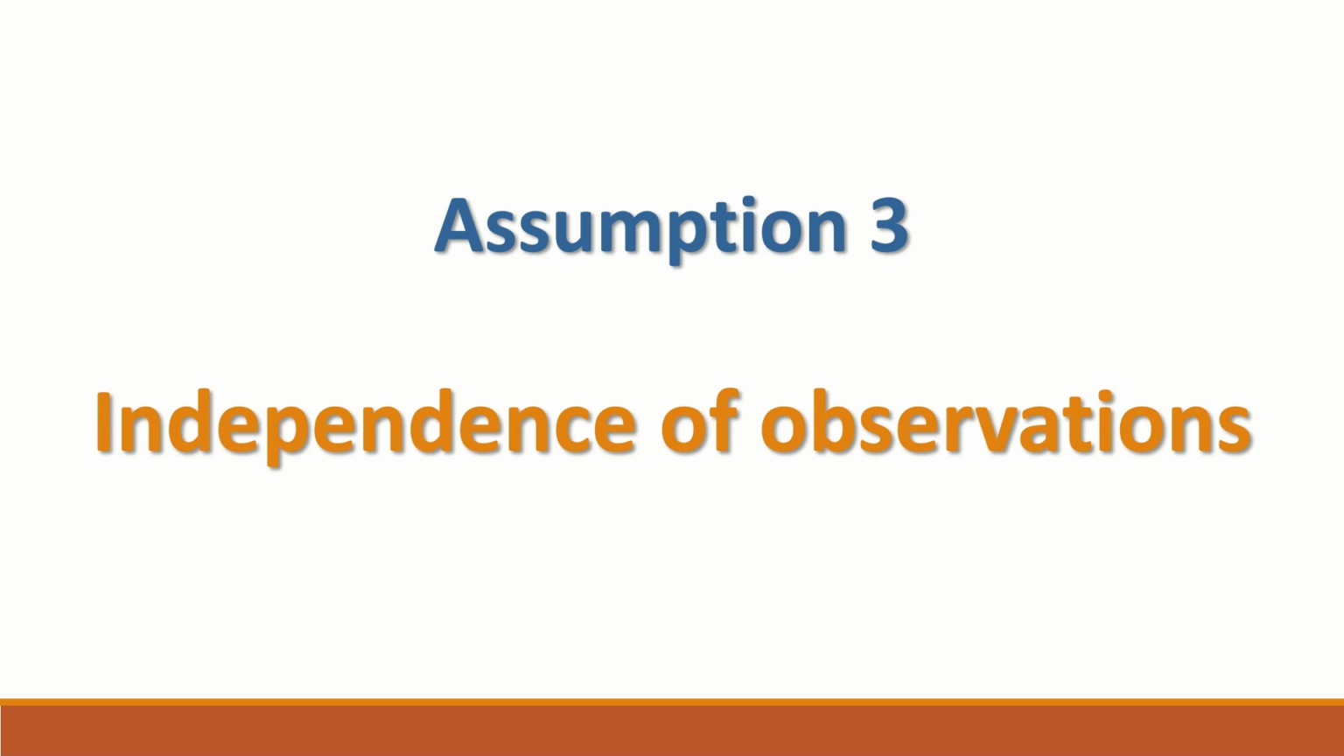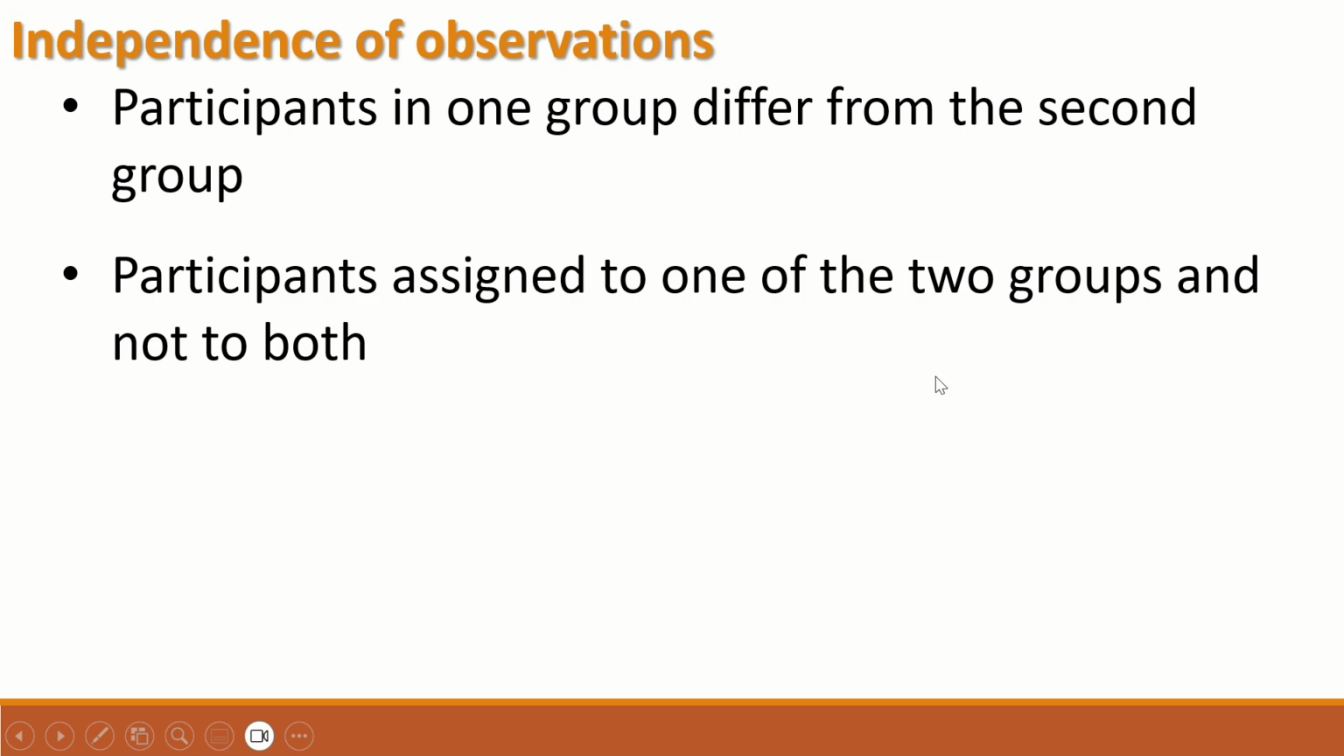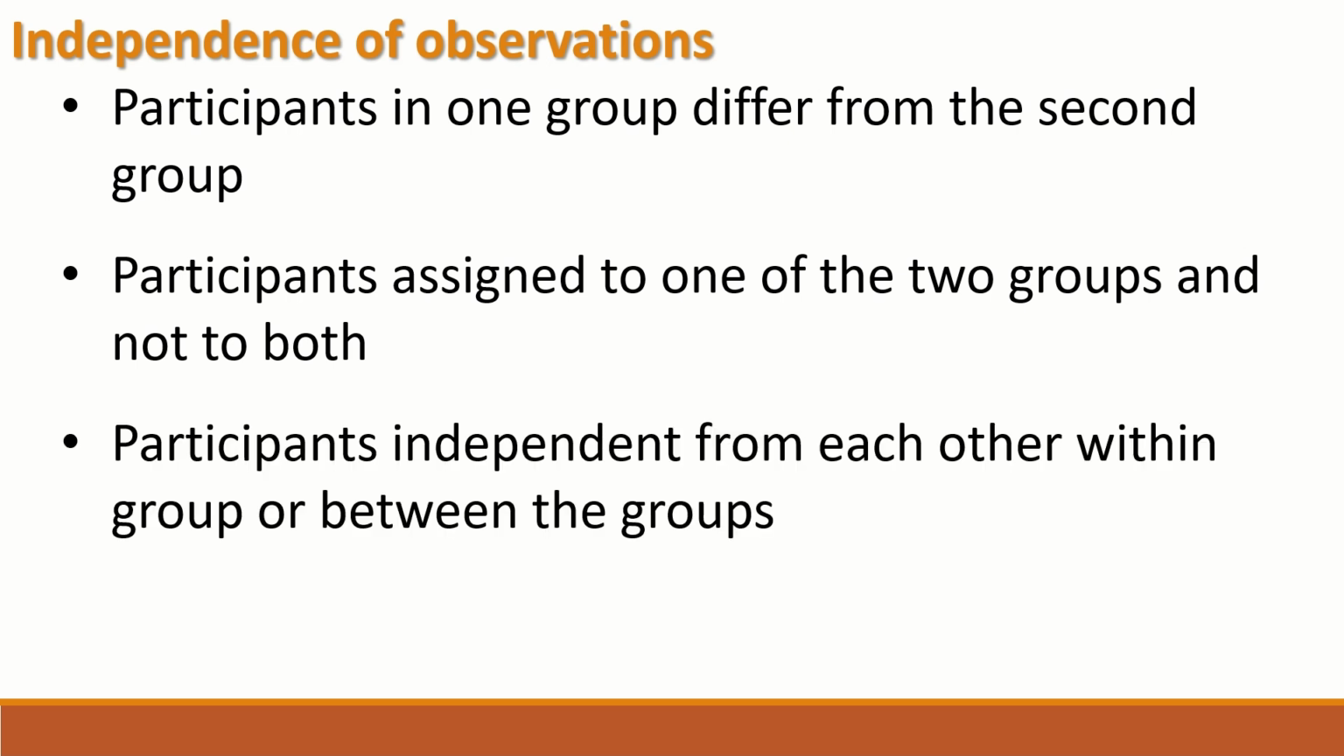The third assumption for the unpaired t-test is the independence of observations. What does that mean? That means that participants in one group differ from the second group. Basically, the participants in both groups are unrelated. So participants are assigned to one of the two groups and not to both. So participants are independent from each other within groups and between groups. So the samples are unpaired.